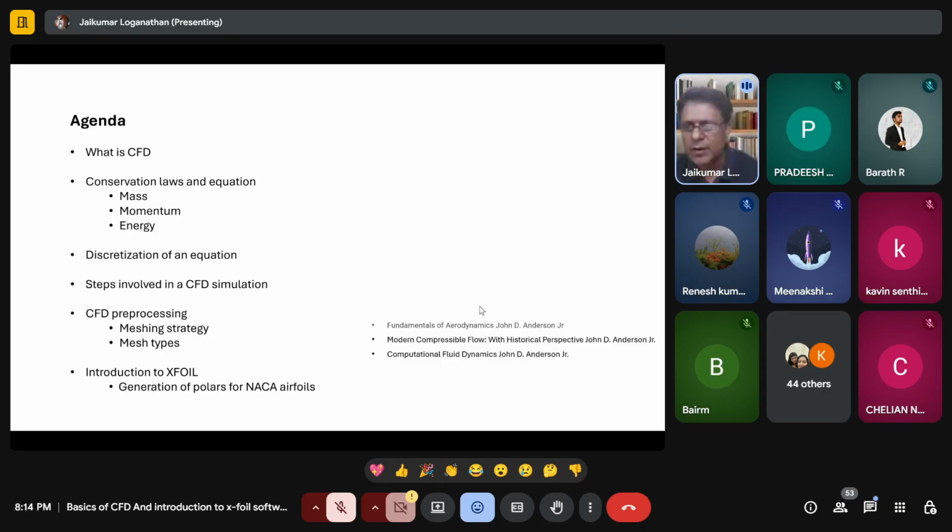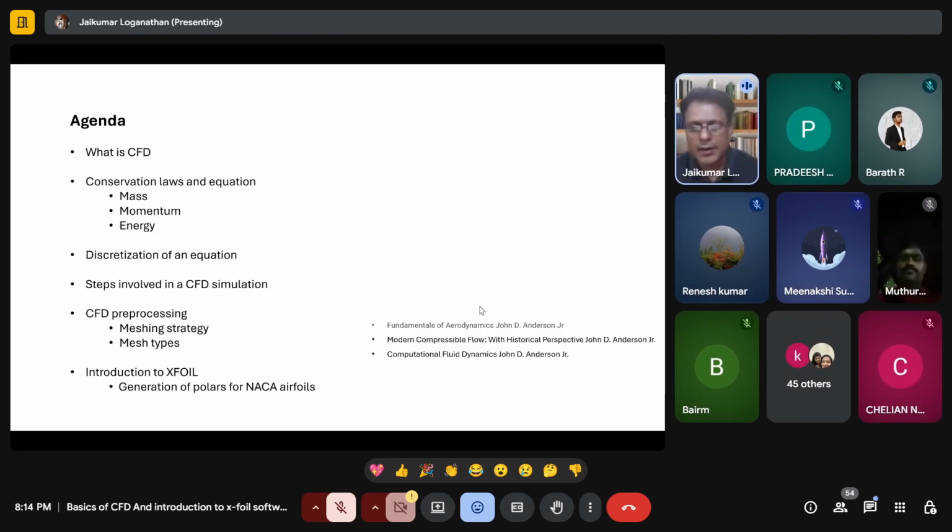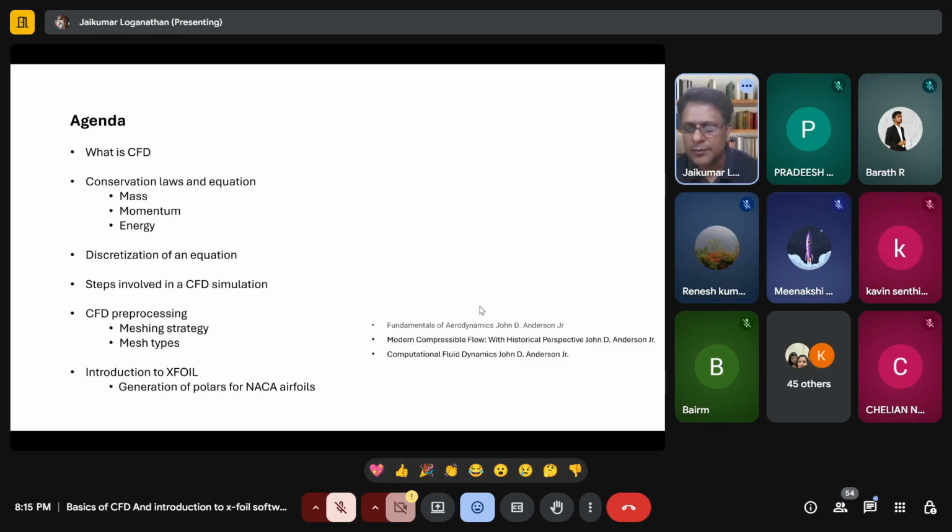So if you learn like a story, you tend to remember that for a long time, right? It stays with you. So I strongly recommend, in case you're planning to choose CFD and go deeper, then please try to read some chapters from these books. Okay.